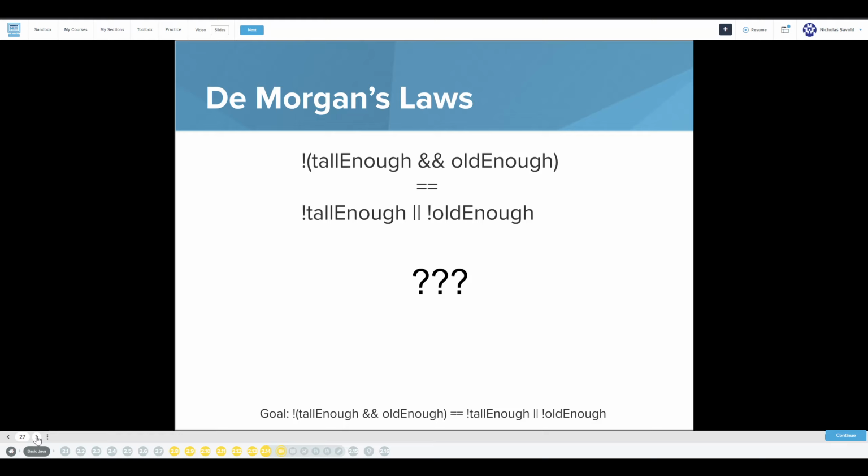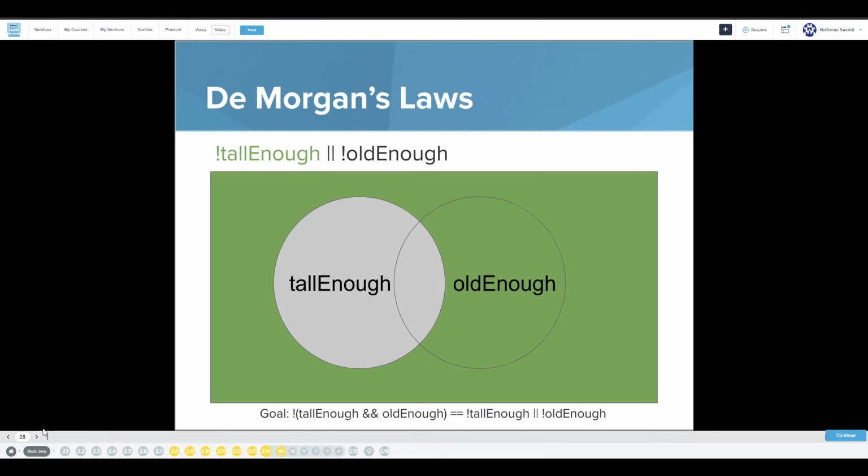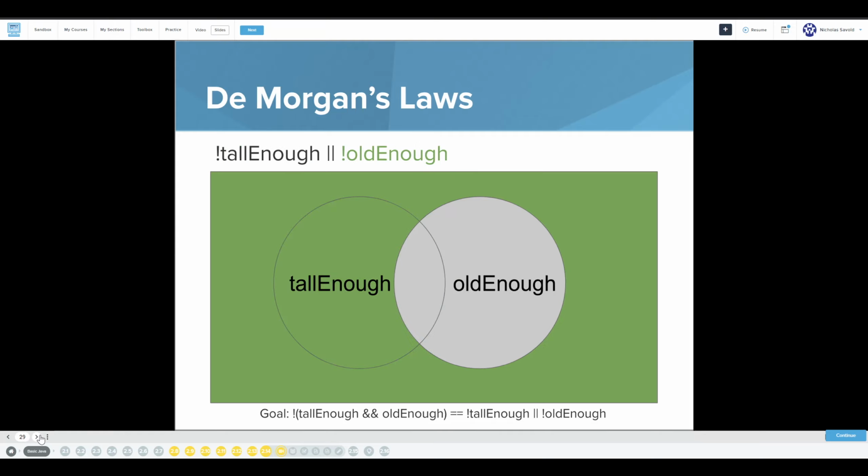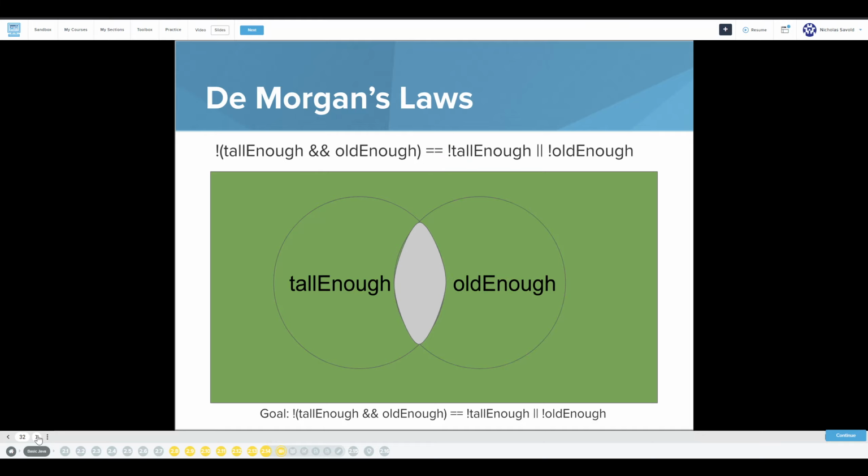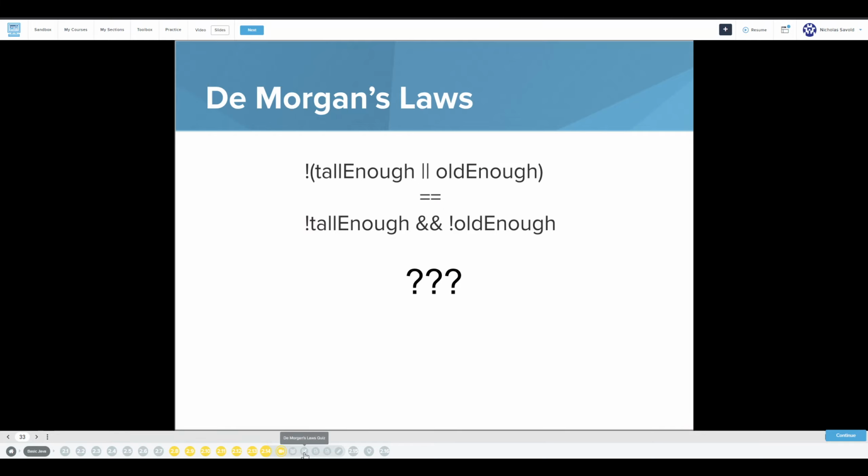How about the other way? Our goal is to show that not (tall enough and old enough) is the same as not tall enough or not old enough. So we'll look at each one of those. Not tall enough is everything outside. So everything that's either not tall enough or old enough, or the old enough center. And the opposite. Boom. They're equivalent. And that's how this assignment works.